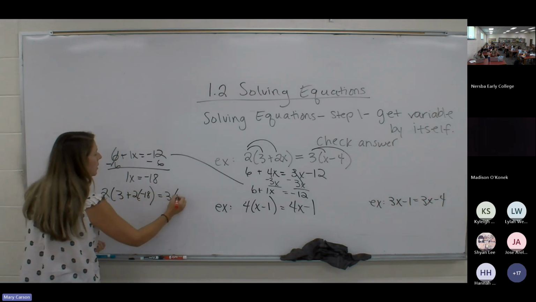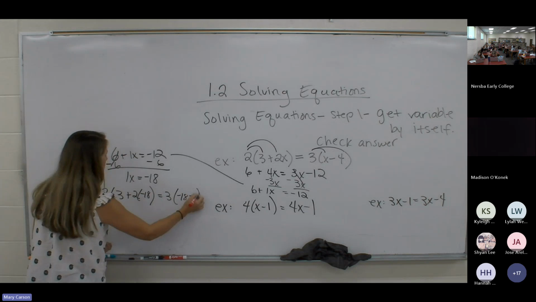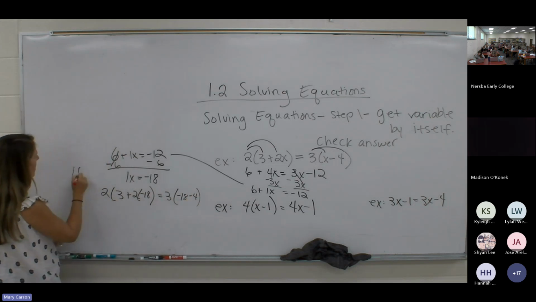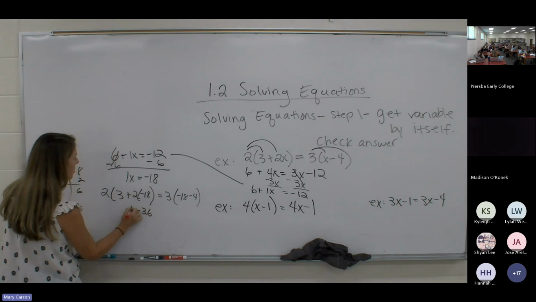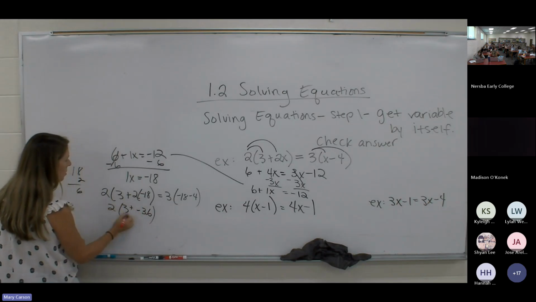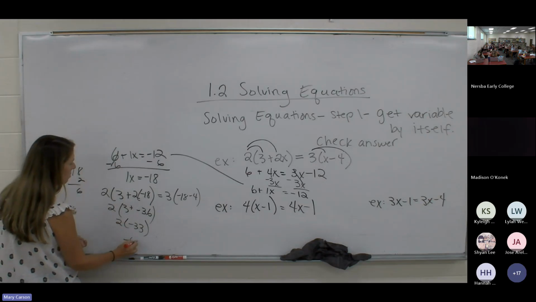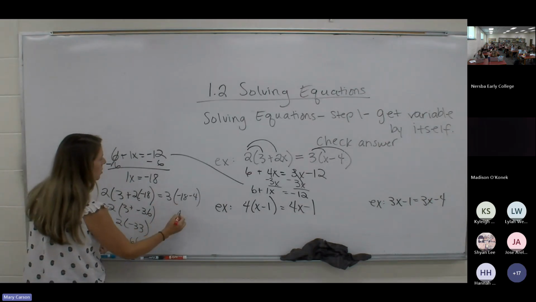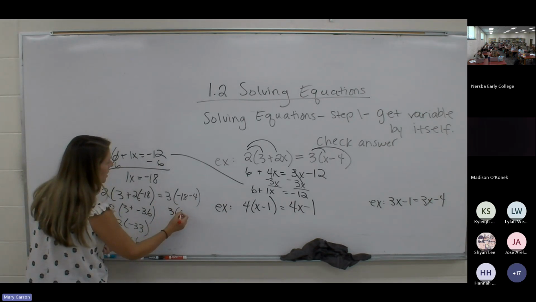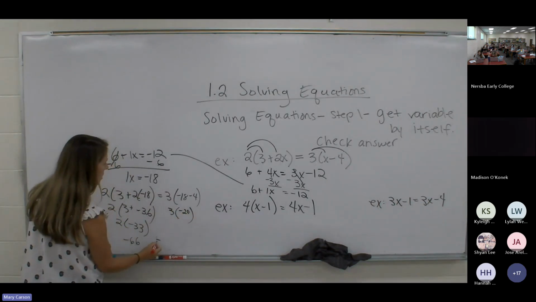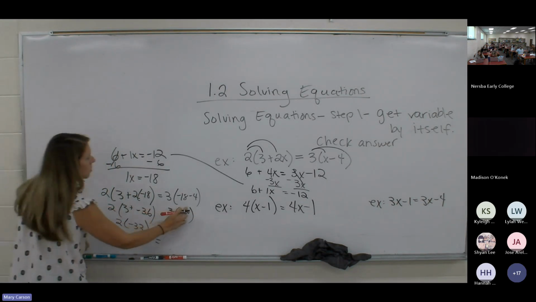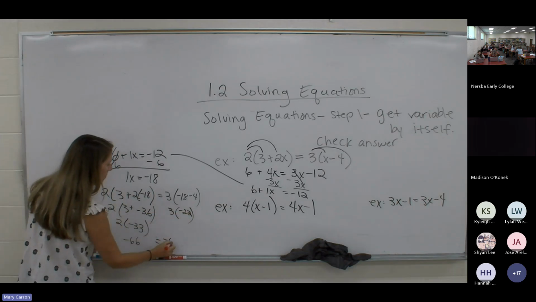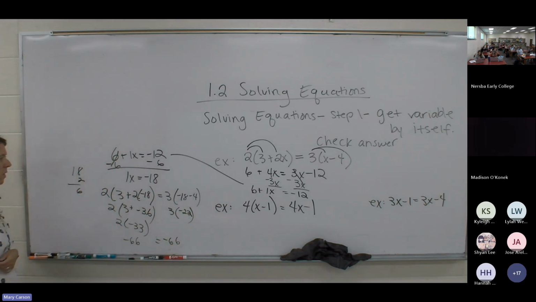And if you plug it in to check your answer, 3 plus 2 times -18 will be equal to 3 times -18 minus 4. All right, so that's going to be what? 2 times -18 is -36, plus 3 is -33, times 2 is -66. Is that equal to 3 times, what is that going to be, -22, excuse me? Are those equal? Yeah, those are equal. Okay, so that works.